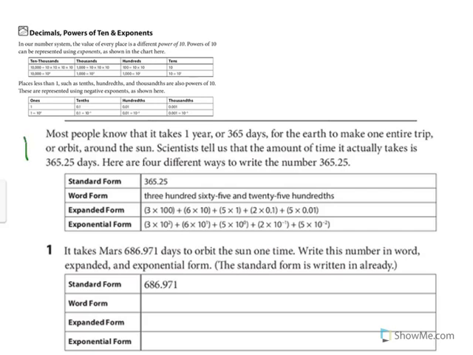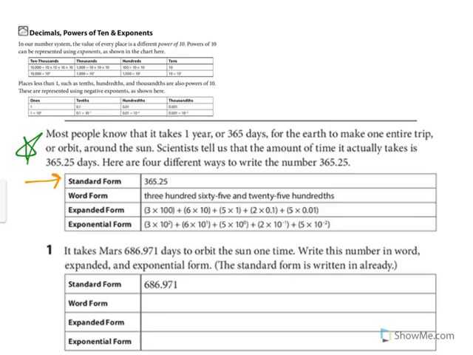Most people know that it takes 1 year or 365 days for the Earth to make one entire trip or orbit around the Sun. Scientists tell us that the amount of time it actually takes is 365.25 days. Here are 4 different ways to write the number 365.25. The first one we see is standard form. That's the number normal itself, 365.25.